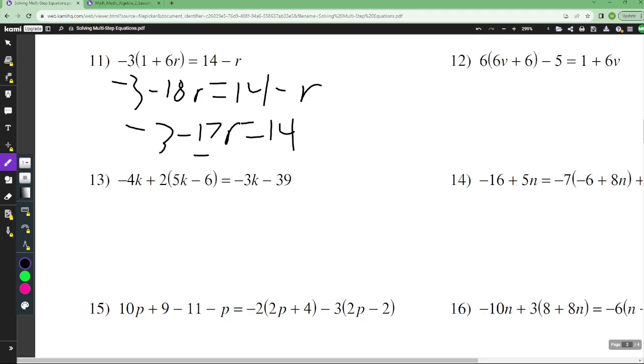Add 3 to both sides, we'll have negative 17r equals 17. R equals negative 1.